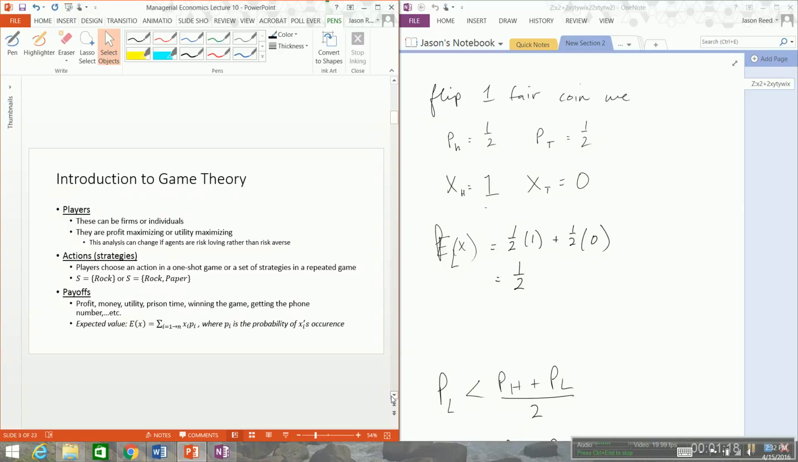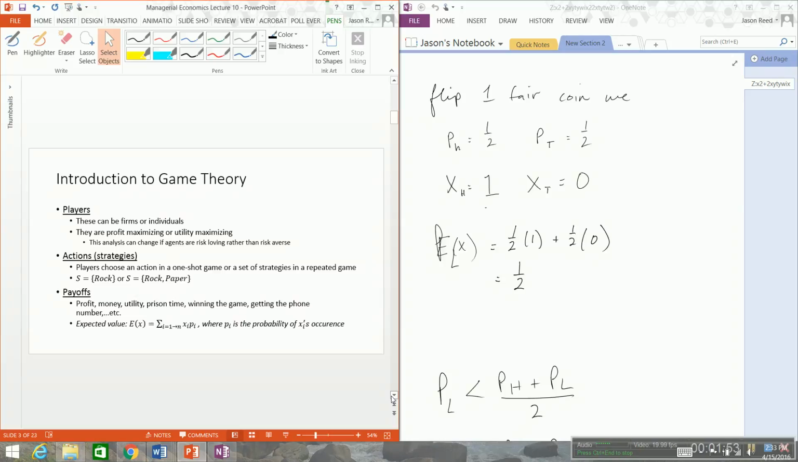So depending on the style of game that we're playing, we could play a one-shot game where it's just one choice that we're making, or we could play a repeated game where we're making multiple choices. We'll have a strategy set. So payoffs are the last thing that we need for this game, and payoffs include things like profit or money or utility or prison time even, or just winning the game. And so we're going to calculate payoffs in a variety of ways, and one of the most common ways to calculate payoffs is through something called the expected value.